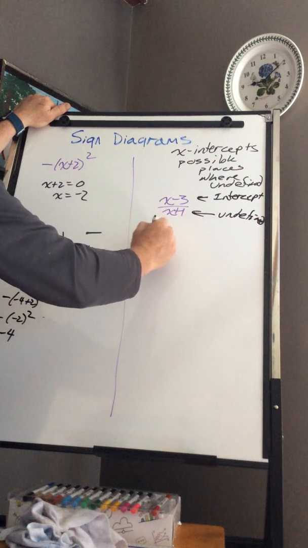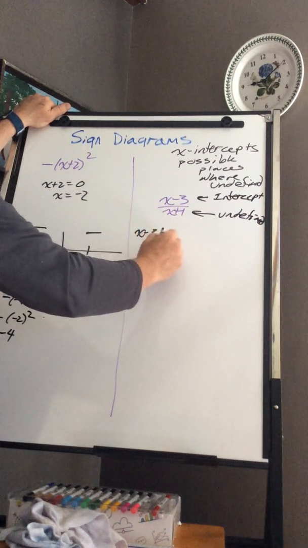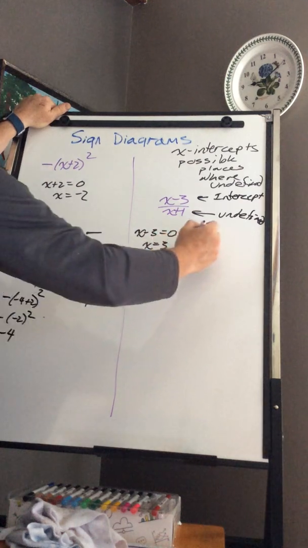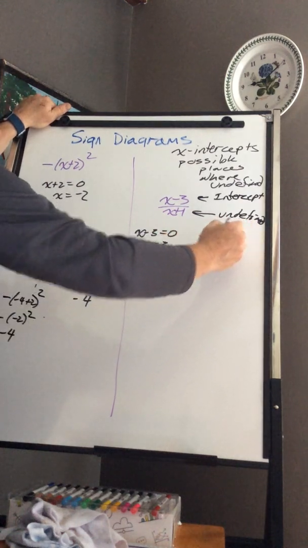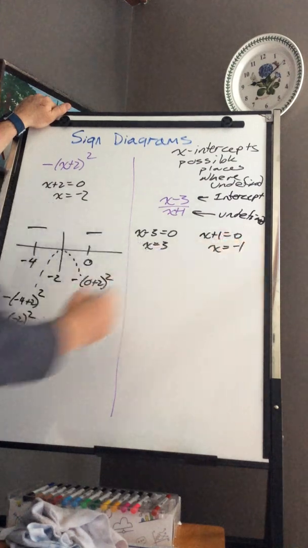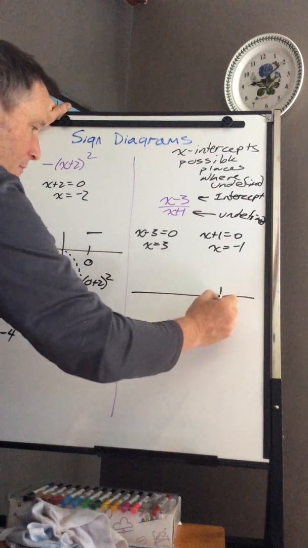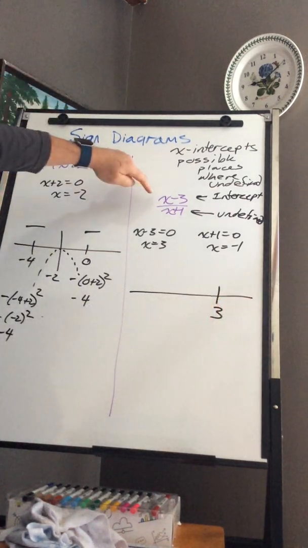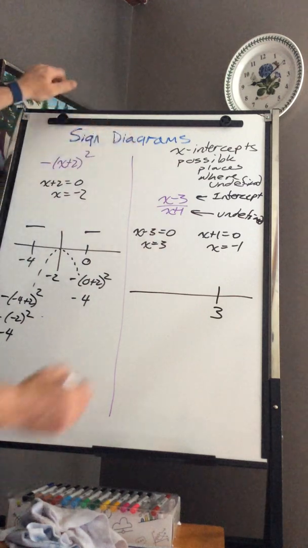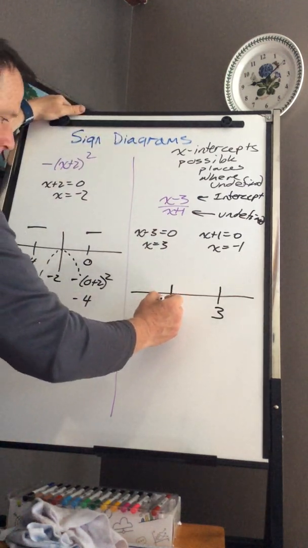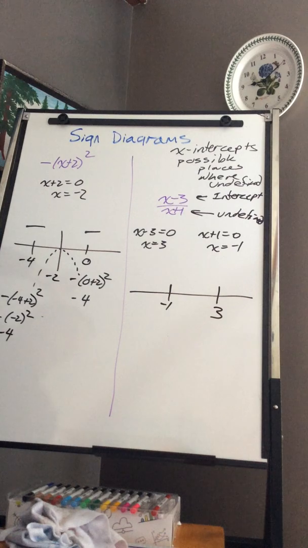So x minus 3 equals 0, x equals 3. That's one critical value. The other one, x plus 1 equals 0, x equals negative 1. So my critical values are going to be at 3, because it's an intercept, it's a solid line, and negative 1. Okay? Now, again, we've got to check our sign changes. So it's only going to happen once. So wherever we pick, we alternate the signs.